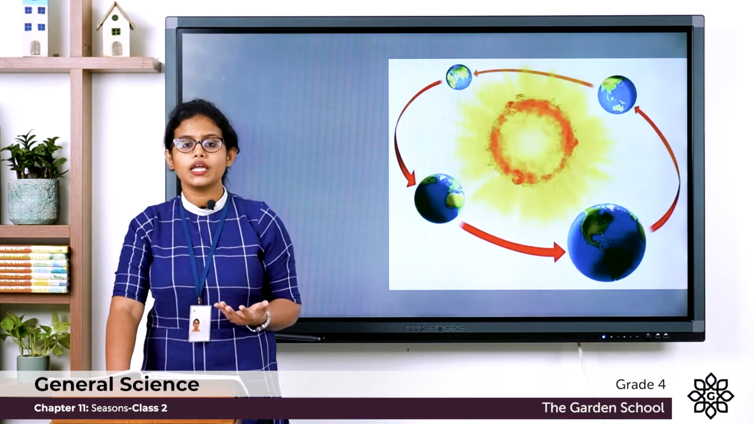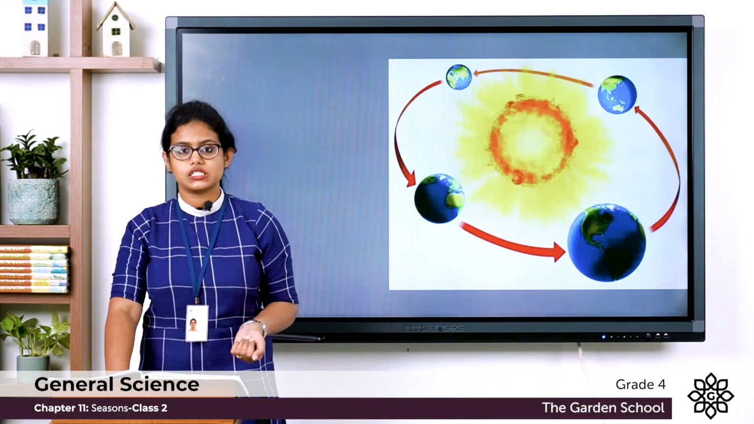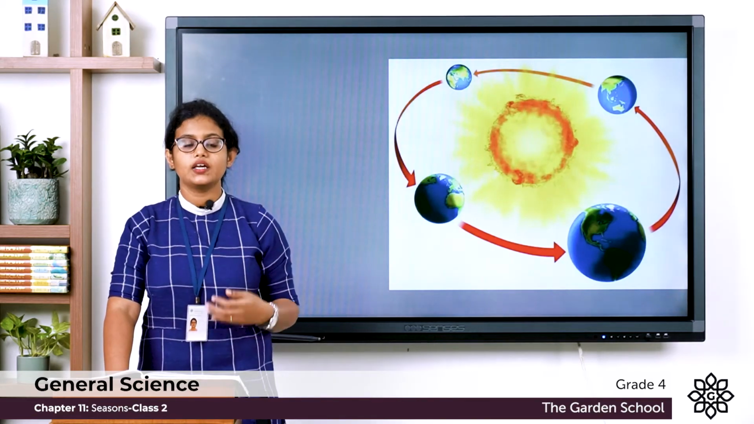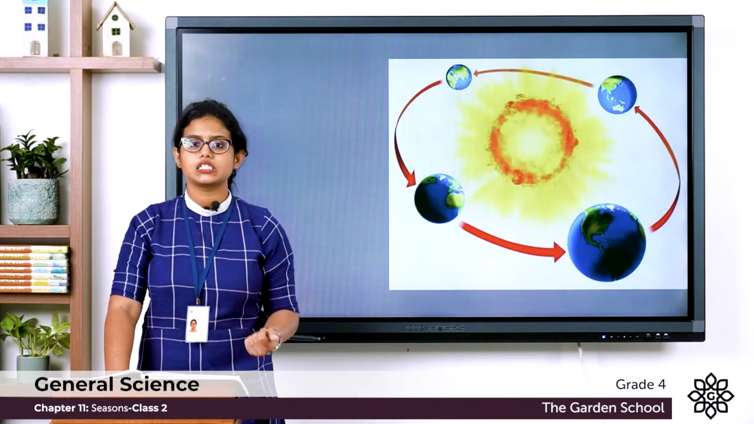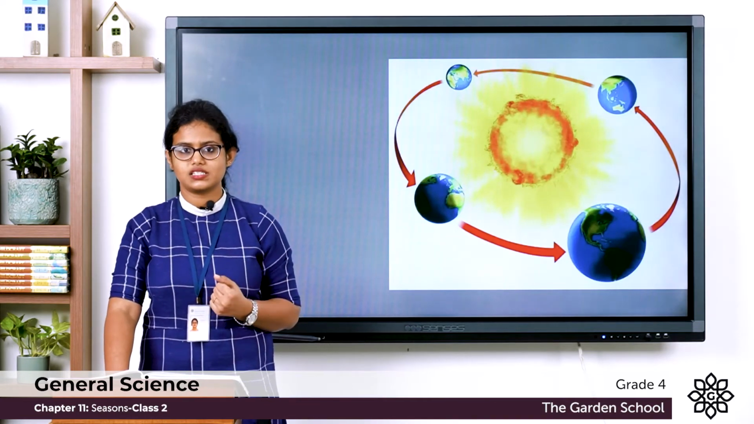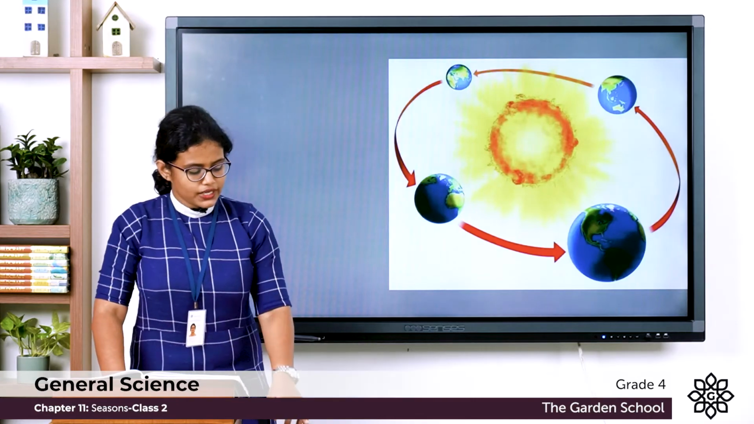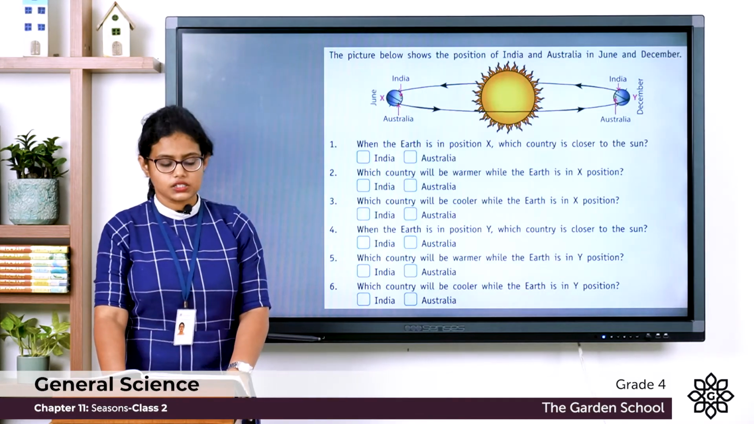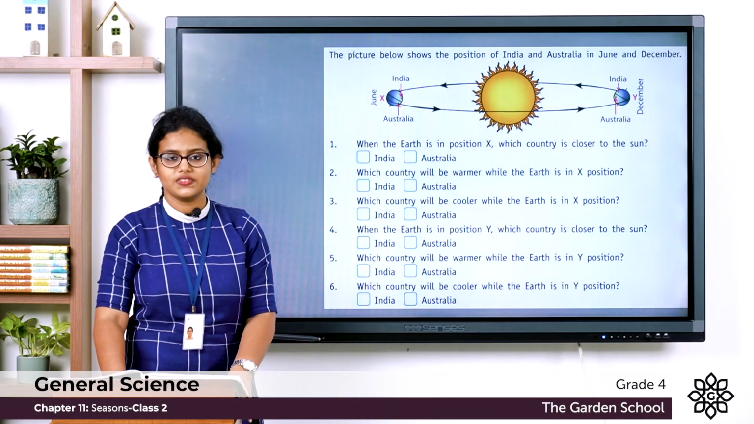So that is why we have different seasons. That is why we have a change in the seasons, one after the other. On page number 128, there is an activity given.